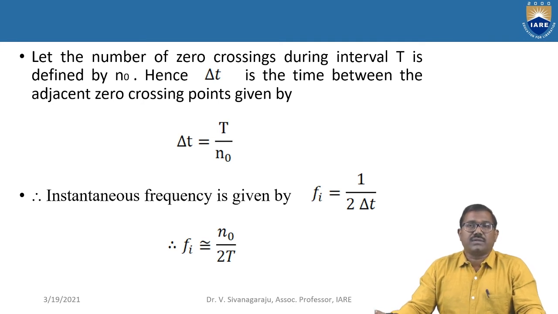You have already seen that picture. We've taken delta t time and total t. So in that total time interval t, how many crossings are taken? It is n naught. The instantaneous frequency is given by Fi equal to 1 by 2 delta t. Therefore, the instantaneous frequency is approximately equal to n naught by 2t. That means we substitute this delta t value, and then you get this.